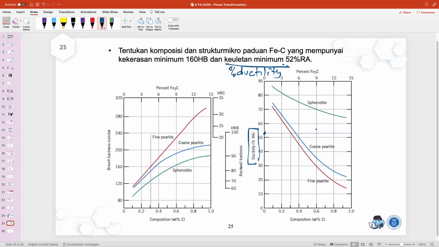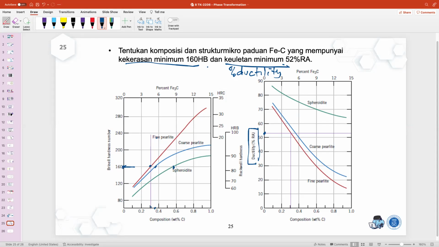So that would be your composition. Yeah, it is fine perlite or coarse perlite, but you can't get this spheroidite. Okay, and then look at here that this is the hardness. Minimum hardness 160 Brinell. So then you need to see the composition here. It's either fine perlite with this composition, or coarse perlite with this composition, and then spheroidite with this composition.